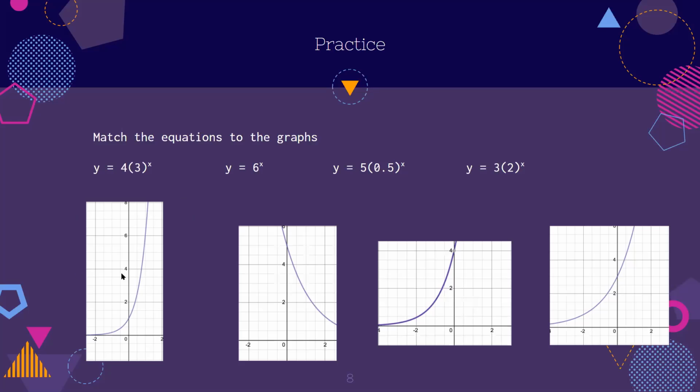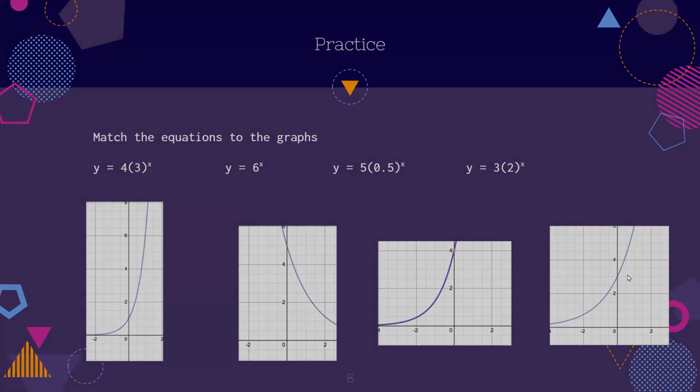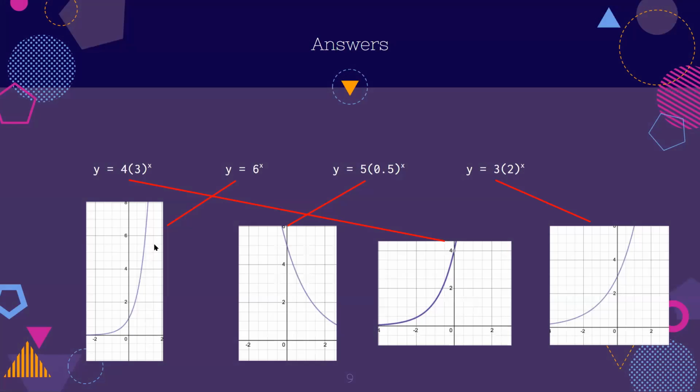Okay, so for the first graph, we have y equals 6 to the power of x. For the second graph, we have exponential decay, which is y equals 5 times 0.5 to the power of x. For the third graph, it's 4 times 3 to the power of x. And for the fourth graph, it's 3 times 2 to the power of x. Here are the answers.